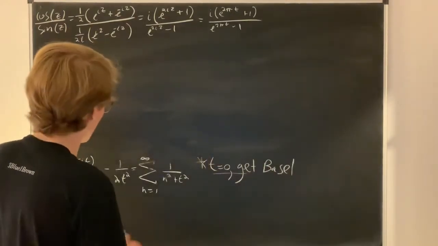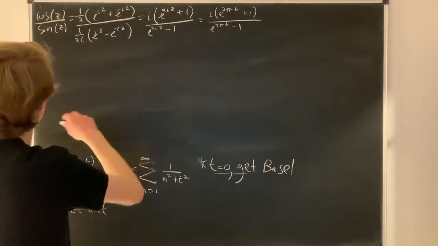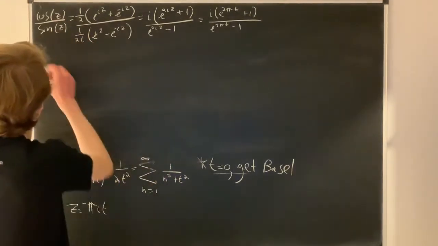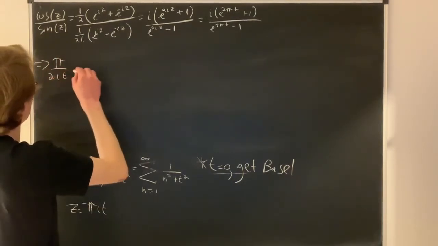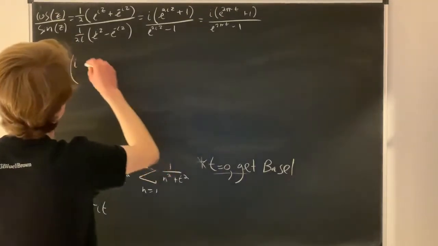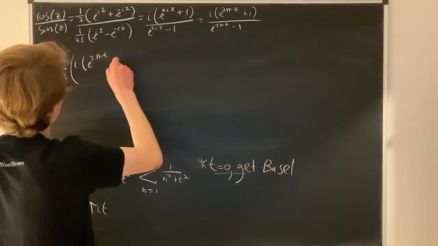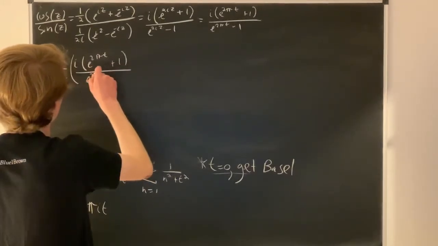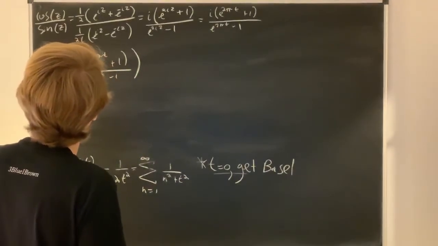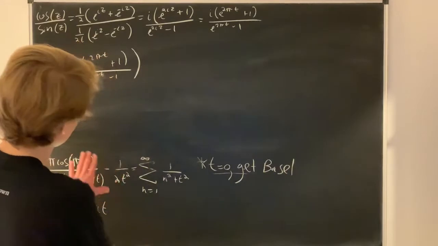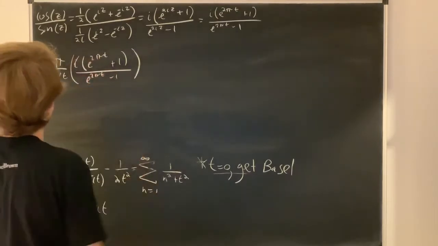Okay, and now we put it back in terms of z. So we can put this back in terms of this. So we're going to have pi times 2it, and then this is going to be i times e to the 2 pi t plus 1 over e to the 2 pi t minus 1. Okay, and then we'll leave this minus 1 over 2t squared out for just a sec to simplify this first.